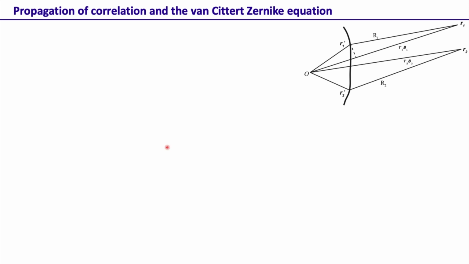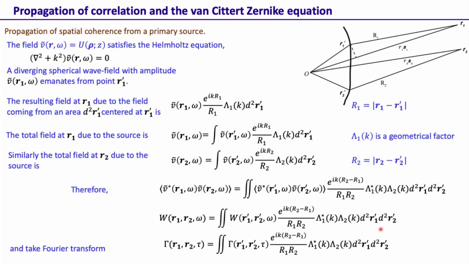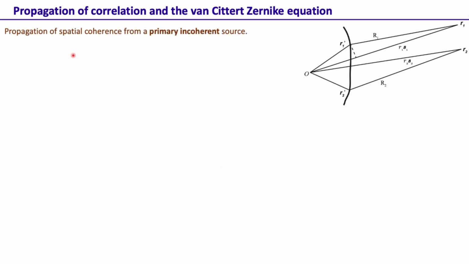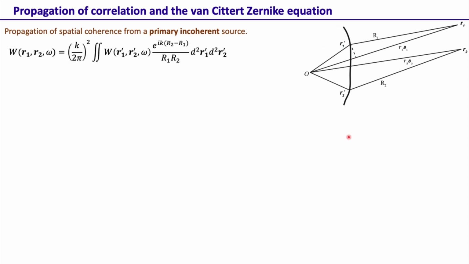we want to use this integral equation for calculating the propagation of the coherence function from a primary incoherent source. This was for a generic source, but now we are considering a source that is completely incoherent. This is the general equation we have, and now I am using ik by 2 pi for these geometric factors. This can be rigorously proven; you can find this in any optics book, but we are not doing that derivation here, only noting that these factors are ik by 2 pi.